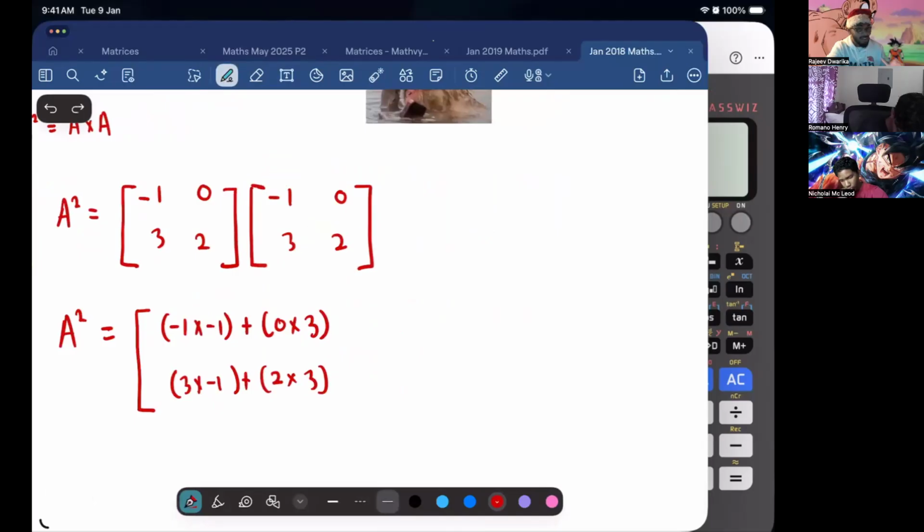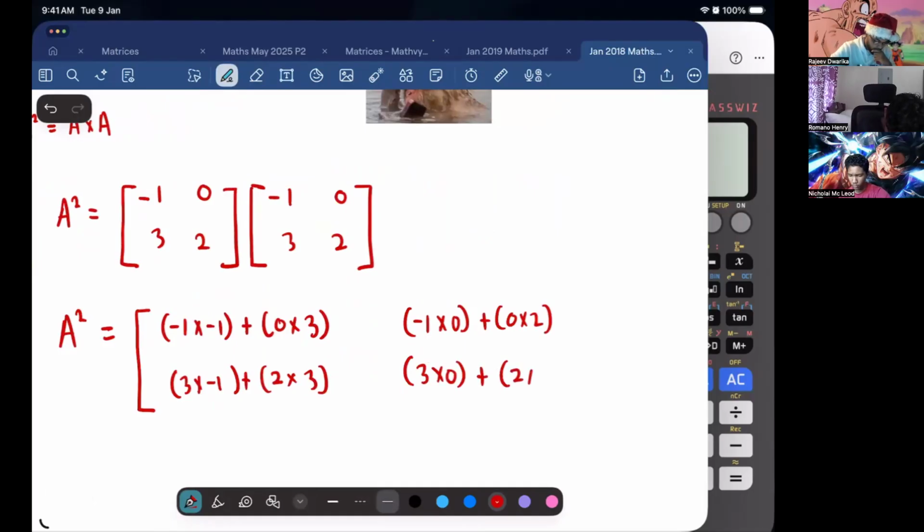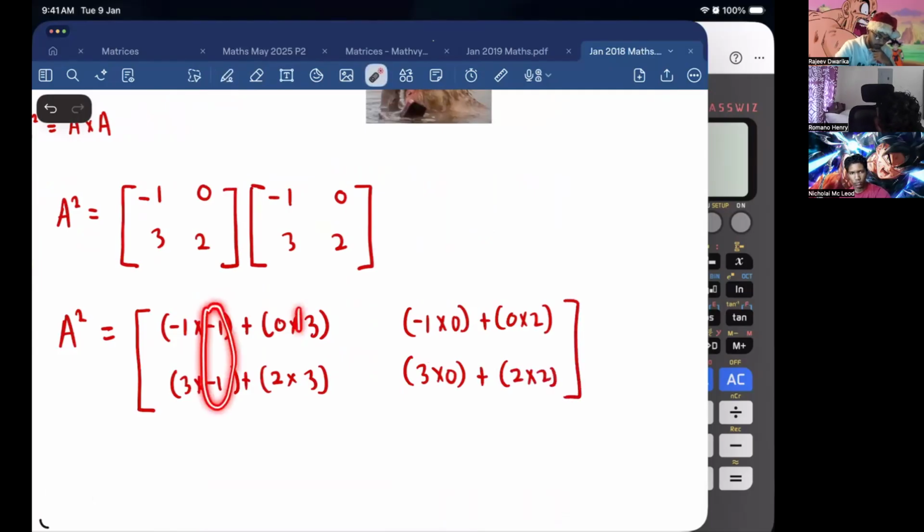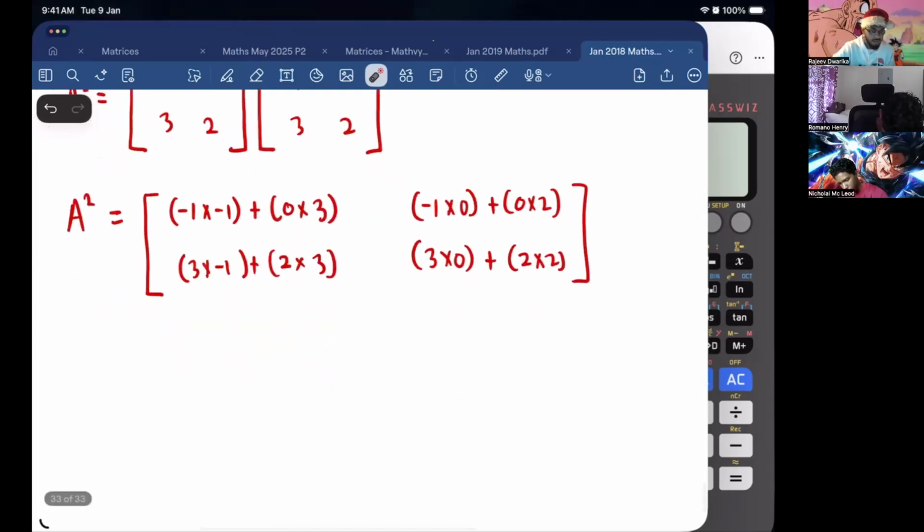Now we're going to move on to the 0 and the 2. It's the exact same procedure. So tell me, guys: negative 1 times 0, plus 0 times 2, 3 times 0, and 2 times 2. So let's see the hack I'm talking about, with the negative 1. If you're not lining up, you're doing something wrong.